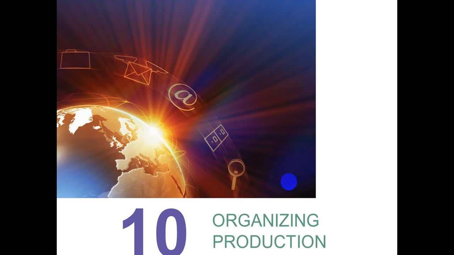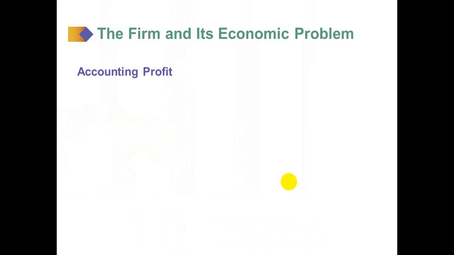For example, Apple doesn't make the iPhone. Intel makes the memory chips and Foxconn assembles the iPhone. Why doesn't Apple make its iPhone? And how do firms decide what to make themselves and what to buy from other firms? And how do the millions of firms around the world make their business decisions? Let's start and explain all these points. The firm and its economic problem.